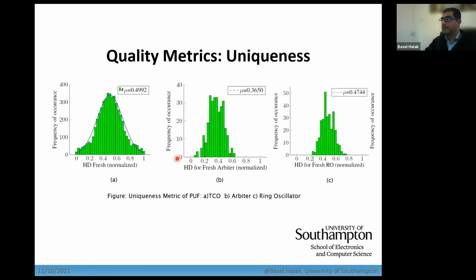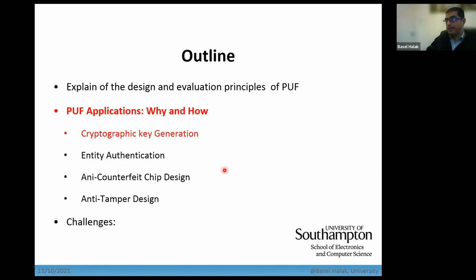Right. So this is an example of a comparison between the uniqueness of different designs. You can see here, for example, the uniqueness for the RO PUF, which is very close to the ideal uniqueness. In the case of the Arbiter PUF, it's skewed, around 0.37, so 37%, which is not that good. It's skewed toward 0 or 1. These are based on our simulations.